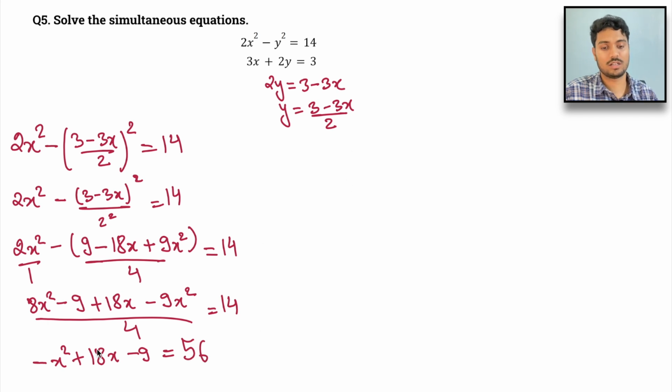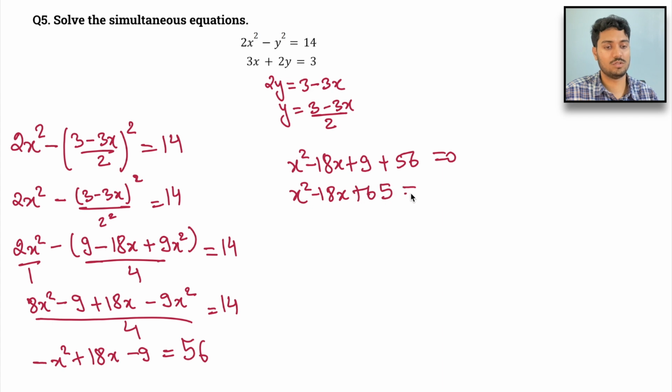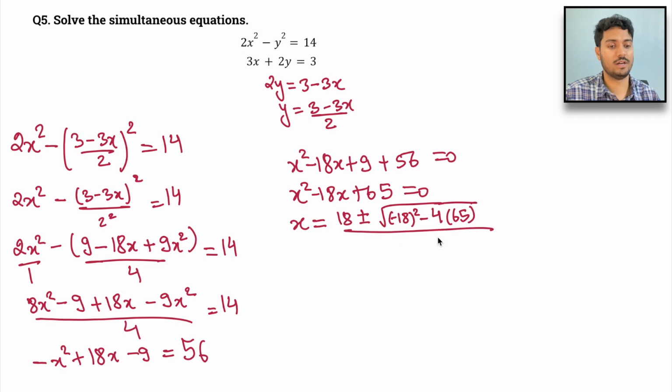So now let's transpose the entire LHS to RHS. We can write it down as x square minus 18x plus 9 plus 56 equals 0. So this is going to be x square minus 18x, 56 plus 9, that is 65, plus 65, equals 0. Now we have to find the value of x. So we can use the quadratic formula here. x equals minus b, that is 18, plus minus the square root of b square, so negative 18 square, minus 4 into a into c. A is 1, whole divided by 2a, that is 2.